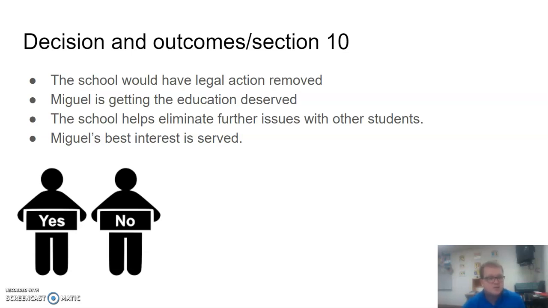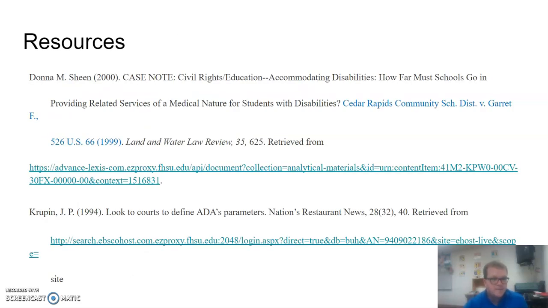Miguel is getting the education he deserves. The school helps eliminate further issues with other students. Miguel's best interest is served. All of these things prevent further things from being a problem. It gives Miguel the education he deserves, and it best suits our students for the most success that they possibly can have. I did use a few resources that would help. I looked up IDEA, ADA, and FAPE to make sure we're all on the same page.